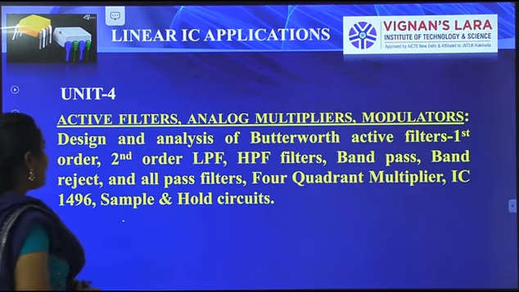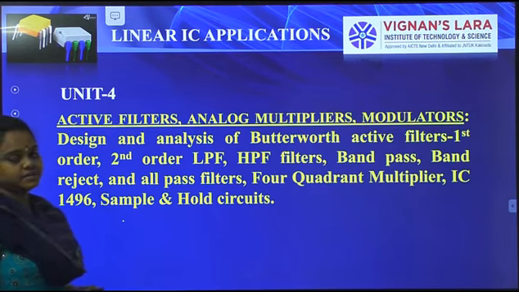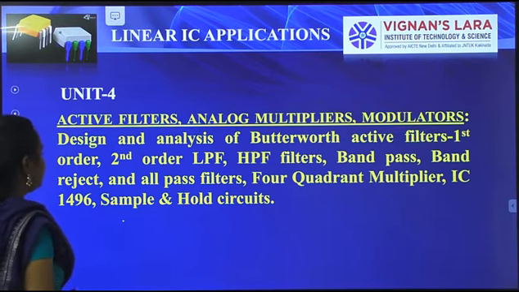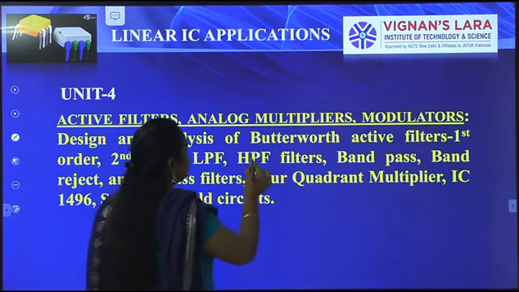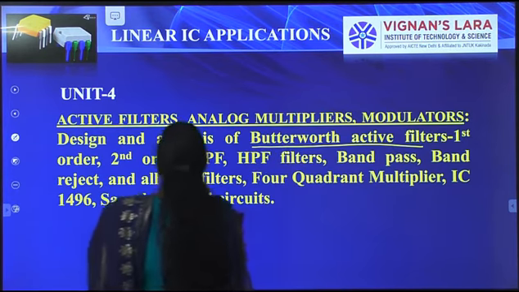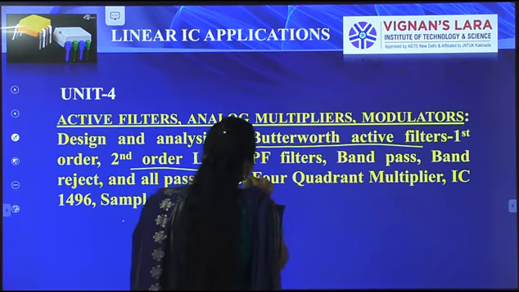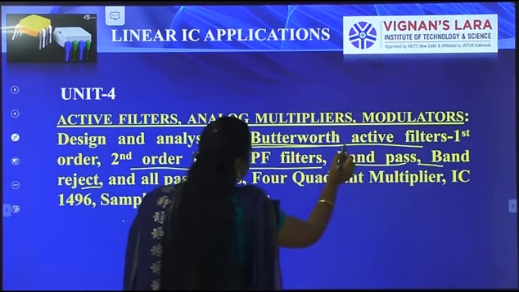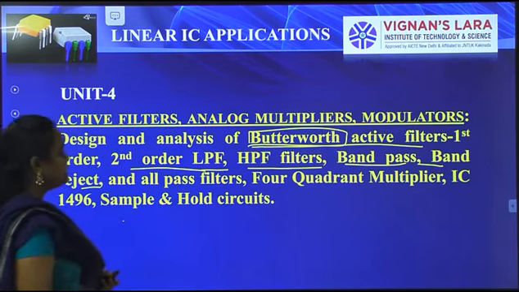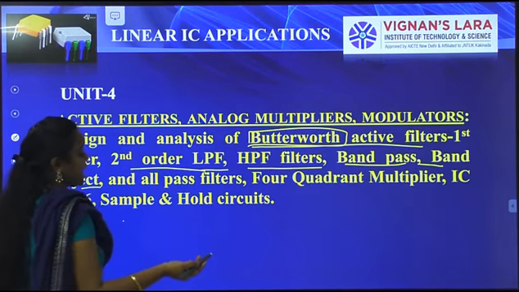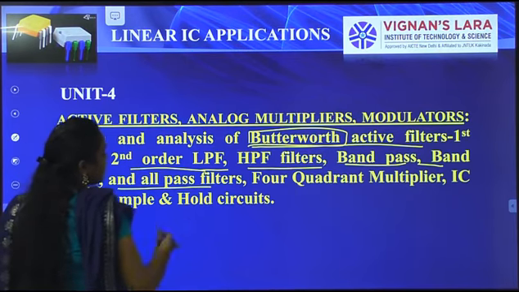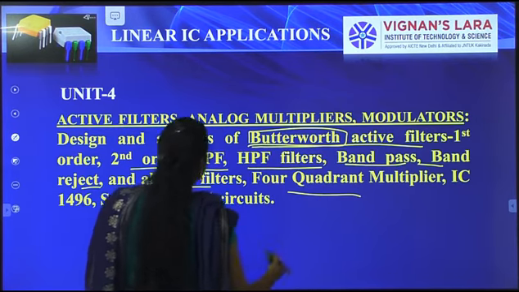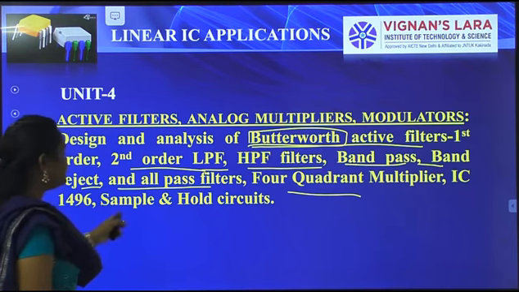In this unit, we have filters, the design of the filters using op-amps, and also analog multipliers and modulators. Here, we are going to know about the Butterworth active filters of the first order and the second order: low pass filters, high pass filters, band pass and band reject. By using Butterworth analysis of all these types of filters, and the four quadrant multipliers, analog multipliers, and the IC1496, and the sample and hold circuits.